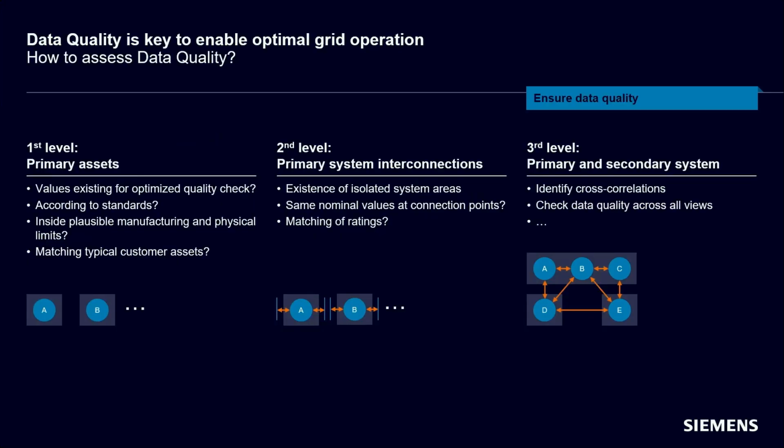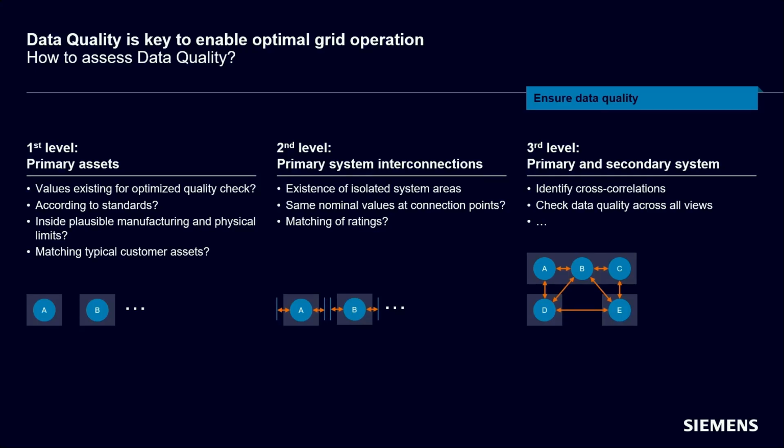Some validation rule examples are listed here. We also sorted them into three levels. The first level is the primary asset, so really the single values of all your equipment. You can check whether these values are according to standards, manufacturer limits, or physical limits. Or if you know that you always have one specific transformer type in your network, you can also check for typical customer assets, and maybe identify that the data for one transformer is not identical to all of the other transformers in your system, so that you can have a closer look at this transformer and see if there can be an issue with it.